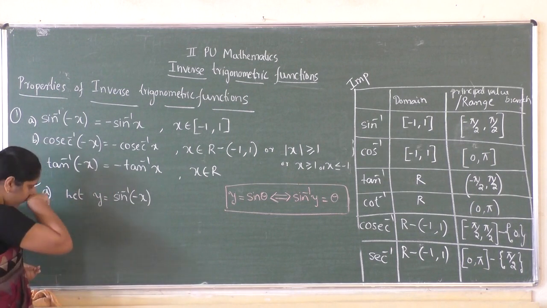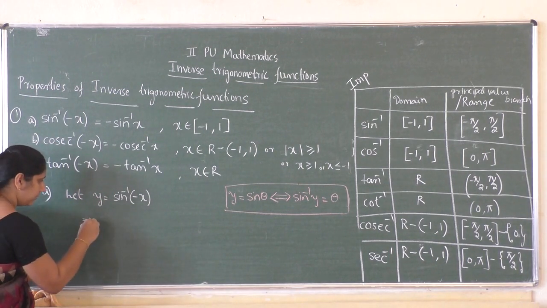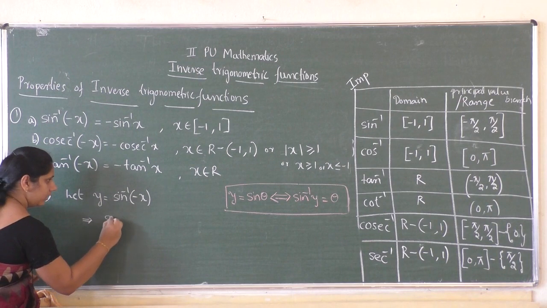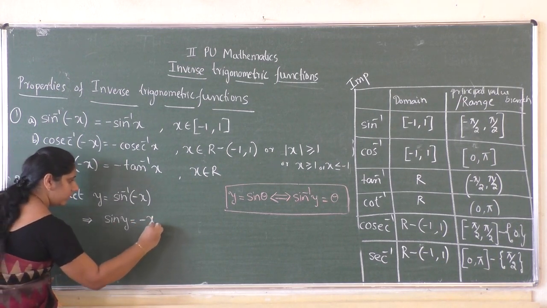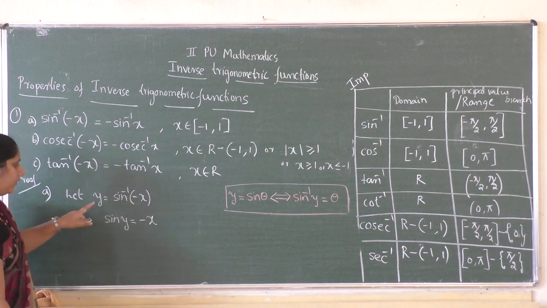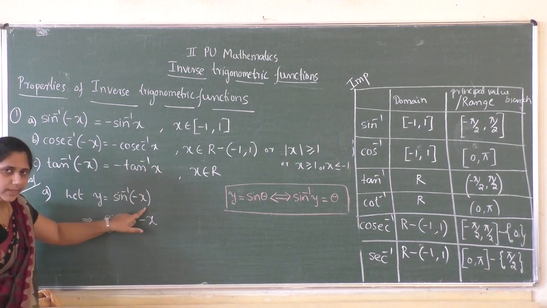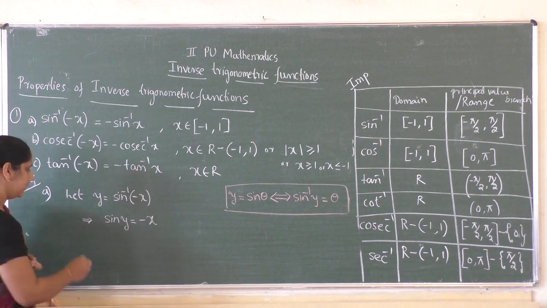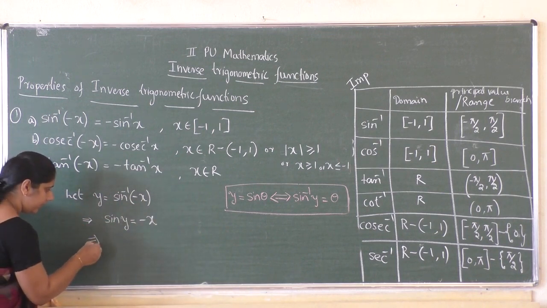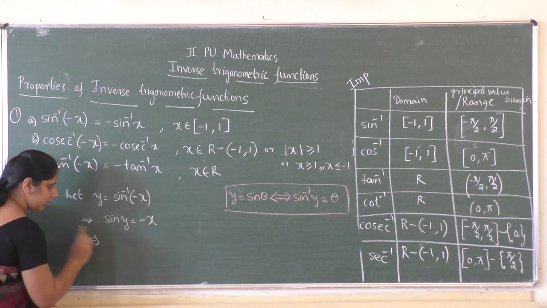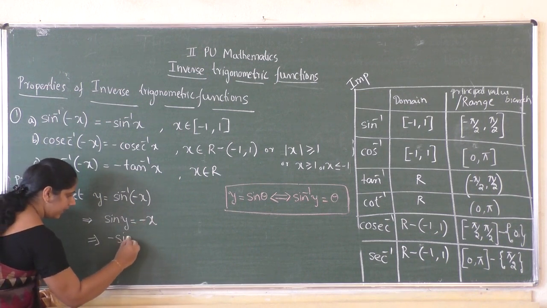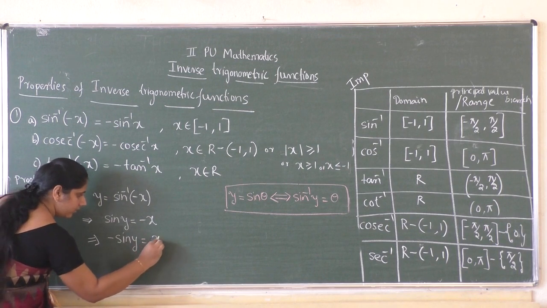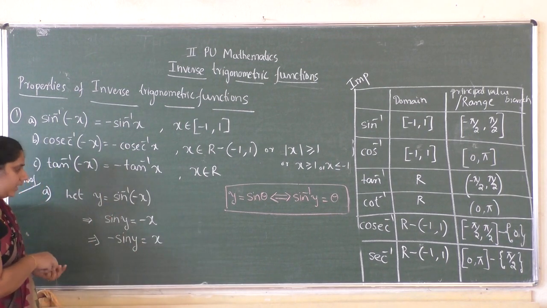So here what we can write, that implies sine y equal to minus x, right? If y equal to sine inverse of minus x, then sine y will be equal to minus x. Now I will take this minus to this side, that is minus sine y will be equal to x, right?